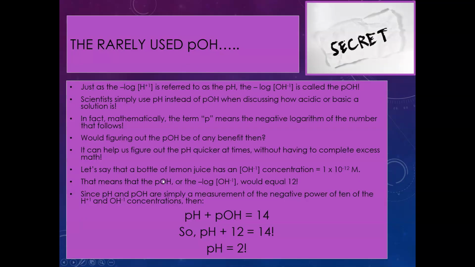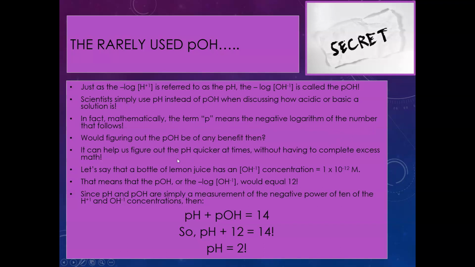So we frequently use pH. What is rarely used is pOH. Just as the negative log of the concentration of hydrogen ions is referred to as the pH, the negative log of the hydroxide ions is referred to as the pOH. Quite frankly, we use the pH instead of pOH when we're discussing how acidic or how basic a solution is. Mathematically, the term P means the negative logarithm of the number that follows.